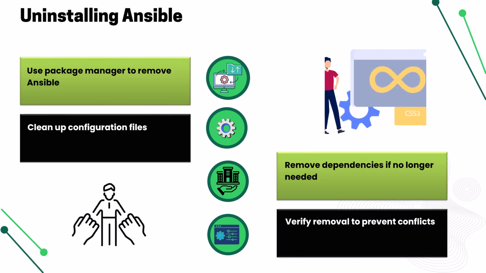Sometimes we need to say goodbye. Uninstalling Ansible is straightforward. Just use the package manager. But don't forget those lingering config files. Cleaning them up prevents weird surprises later. Dependencies. If they're not needed, toss them too. Finally, always verify the removal because nothing is worse than uninstalling something, only for it to haunt you later.